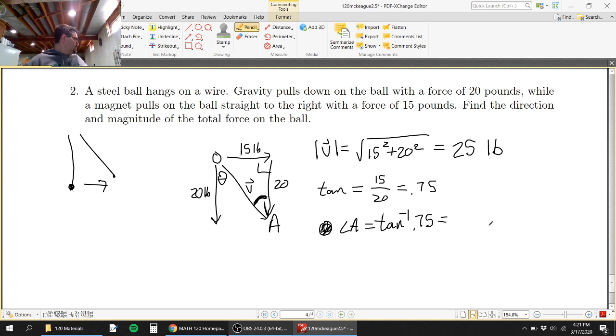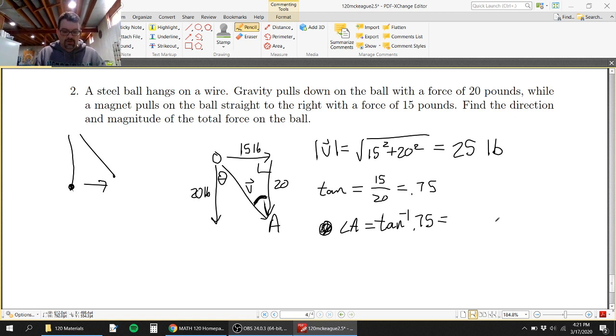And if you punch that out, and I don't have it in front of me, so I'm going to have to punch it out real quick on my calculator. Here's my phone. 0.75 inverse tangent is 36.9 degrees. So, total force on the ball, direction and magnitude, 25 pounds of total force in the direction 36.9 degrees from vertical. All right, we said angle A and theta end up being the same.